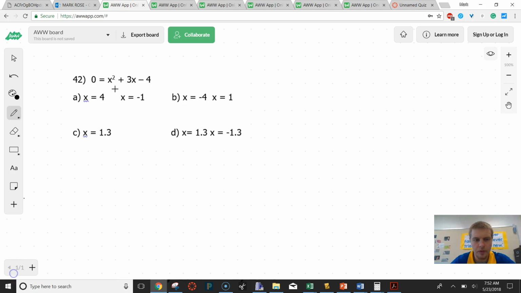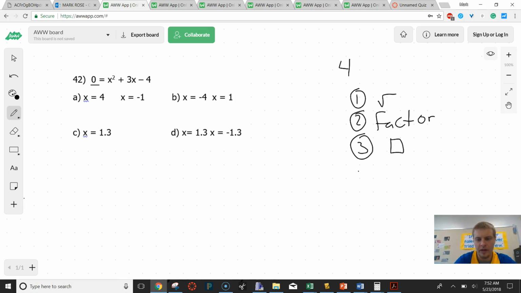Okay, so here we have a quadratic, and we want to solve a quadratic. I know that because it's equal to 0. And if you remember, we have 4 different methods to solve for quadratics. We have square rooting, we have factoring, we have completing the square, and then we have the quadratic formula.